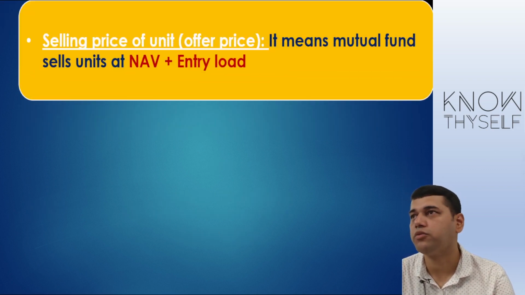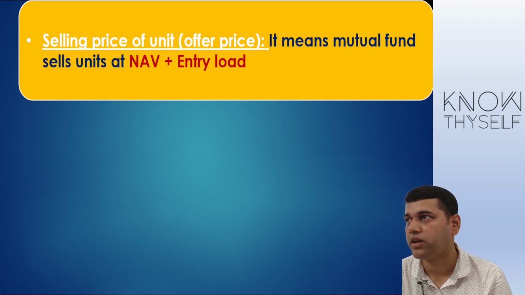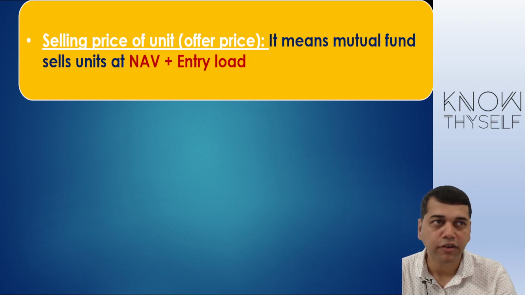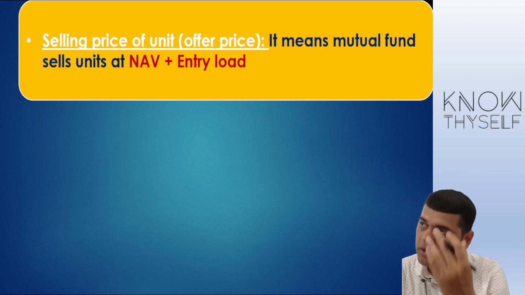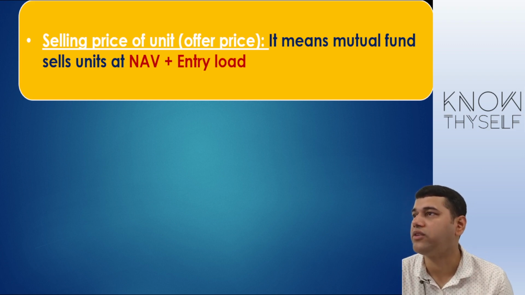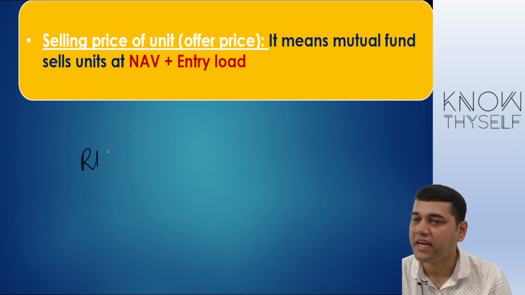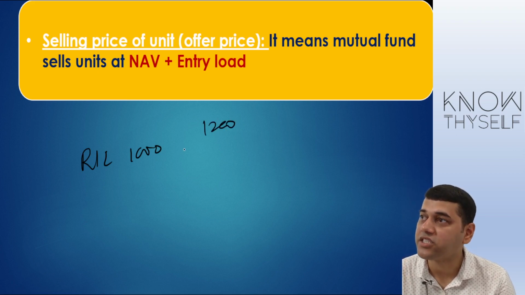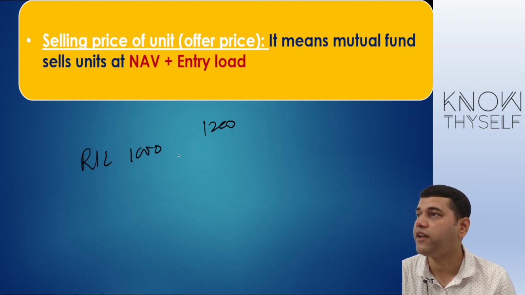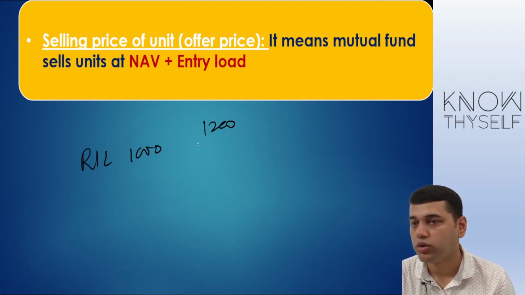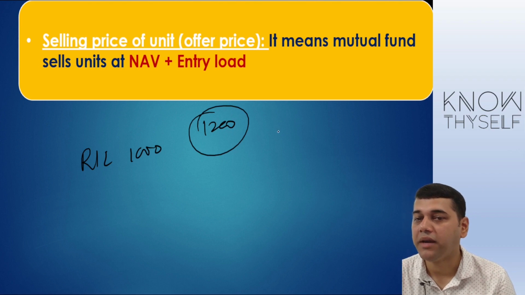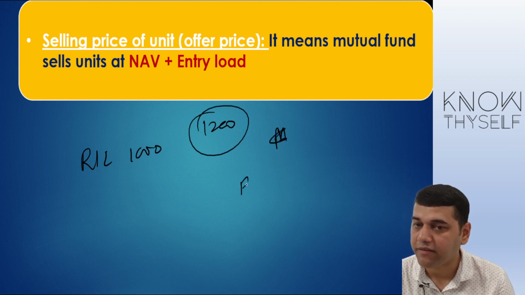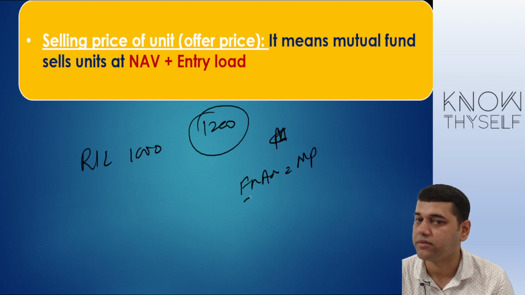Mark to market means, suppose I have invested in some shares. At the end of the day, I will find out its market price, and whatever fair value differences are there, I am going to pass an accounting entry and adjust it. So I purchased Reliance Industries at 1000 rupees. This is my cost. Next day it became 1200. I'll pass an accounting entry, Reliance Industries shares account debit to fair value gain, 200 rupees.